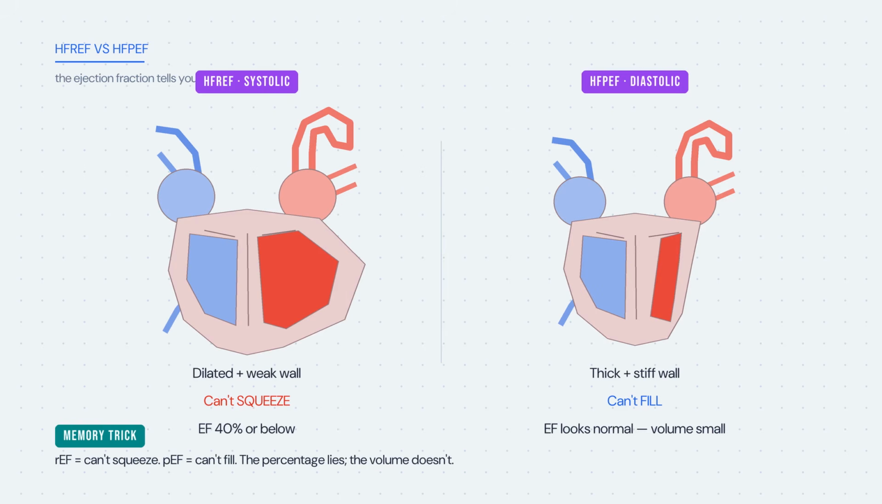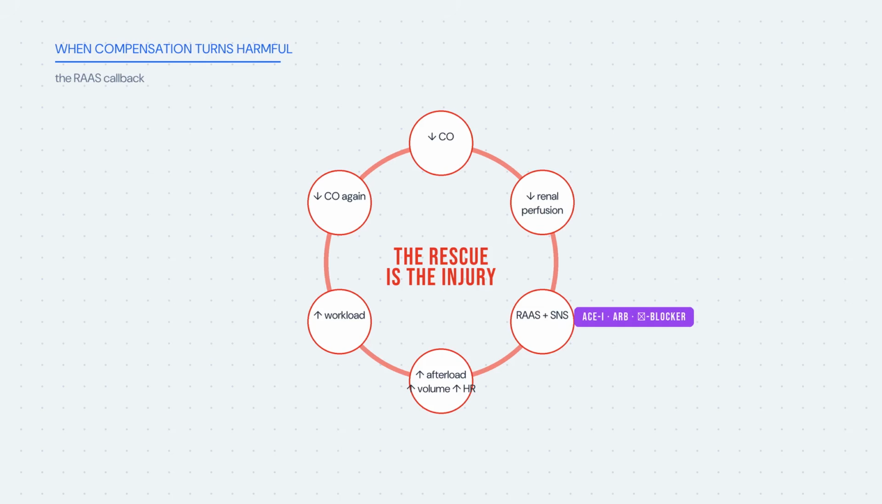This is the one that follows years of high blood pressure. Same congestion, same symptoms, different mechanism. And that is why the drug that helps one may not help the other. Remember RAAS? Here is where it becomes the enemy.